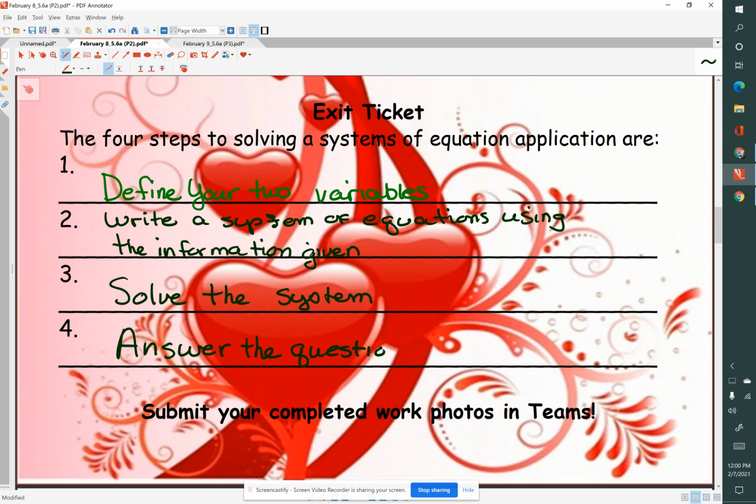And I'm going to say, answer the question as asked. So if they ask you for a number of mowers, you're just going to give them a number. If they're asking you what are the 2 numbers, you're going to give them the 2 numbers. If they ask you about the cost of envelopes and paper or pencils and pens, then you're going to give them your answer in terms of money. So always be careful about what they ask you.